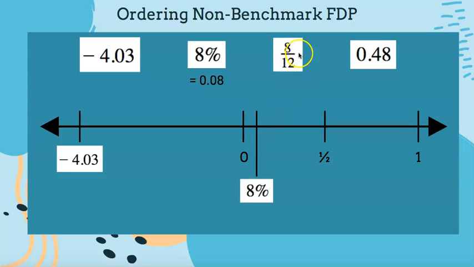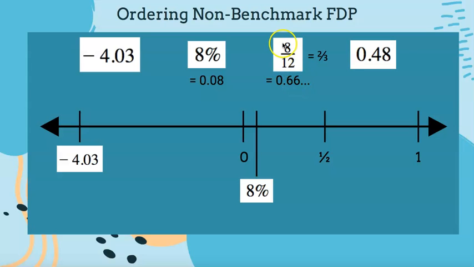Then if we're looking at 8 over 12, we notice this fraction can be simplified. So if we think about what we can divide both 8 and 12 by, I know I can divide both of those by 4. So 8 divided by 4 is 2, and 12 divided by 4 is 3. So we know this is equivalent to 2/3. And we know 2/3 is one of our benchmark fractions, and its decimal equivalent is 0.66 repeating. So that would be greater than 1/2.